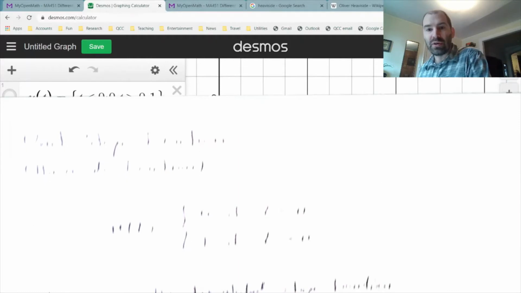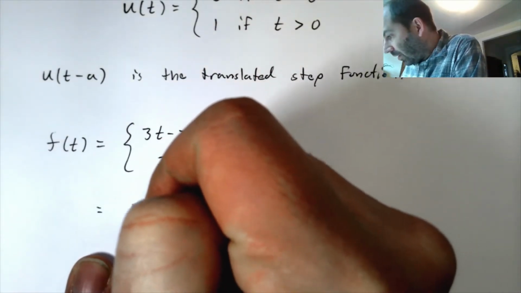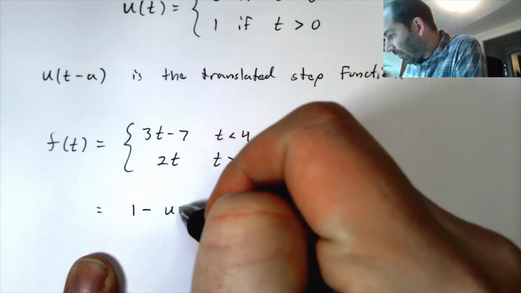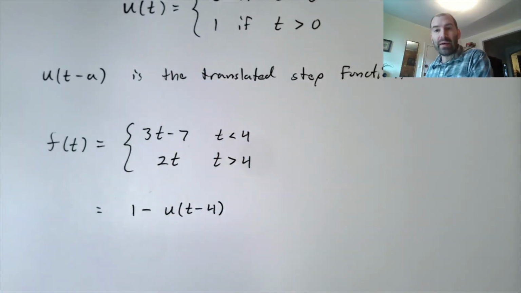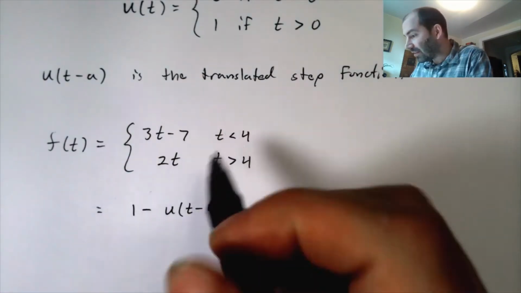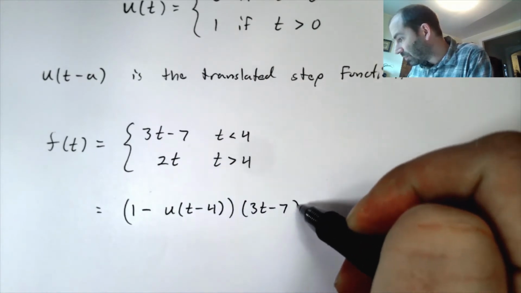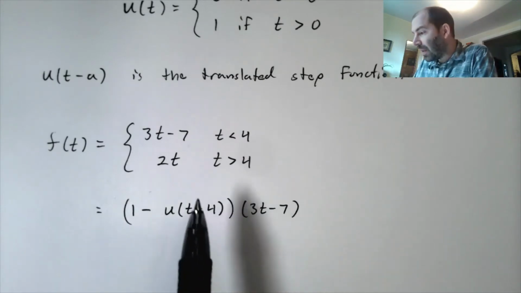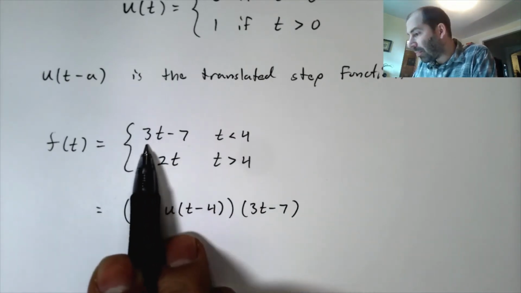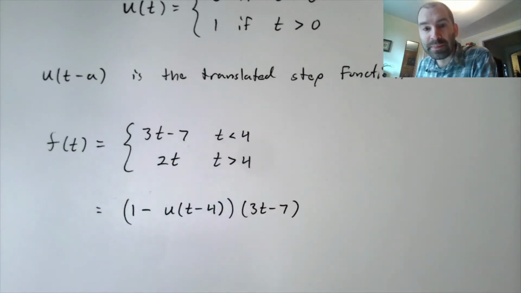Okay, so what is that again? That is 1 minus the step function translated 4 units to the right. That is the picture that we just saw. And I want to multiply that by this. So what this will give us is a function that's equal to this piece up until we get to 4, and then all of a sudden it becomes 0.